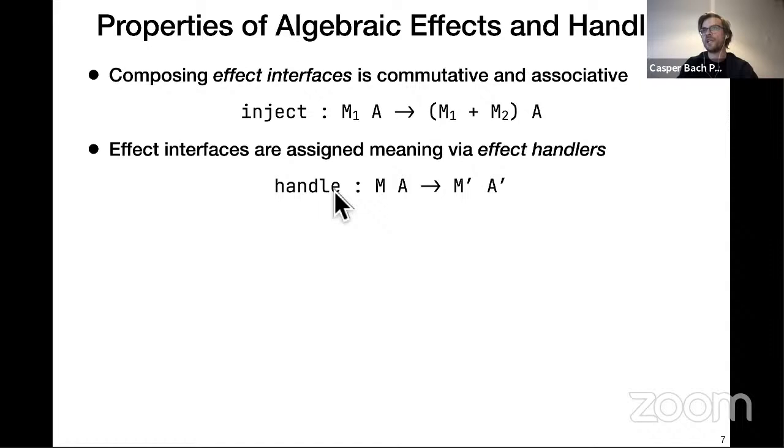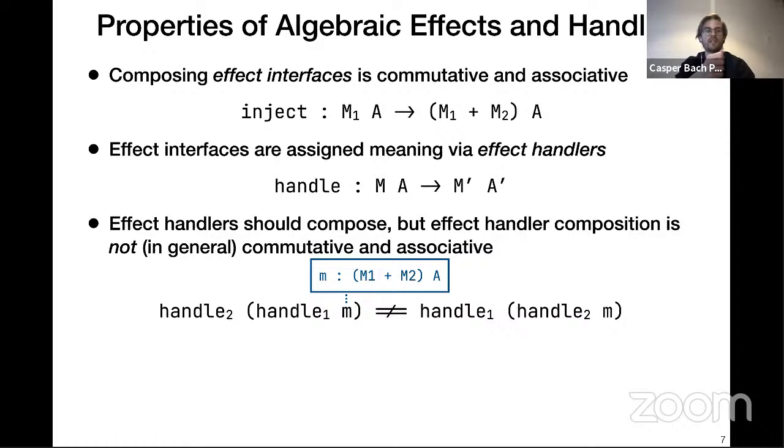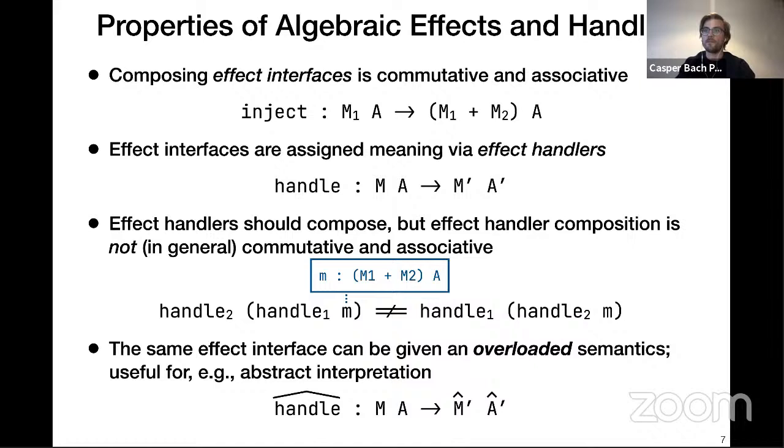So these handle functions should be possible to apply handlers that handle a subset of effects first, and then apply a handler that handles a different subset of effects afterwards. And this composition of handlers is not in general commutative and associative. But this is a feature, not a bug, of algebraic effects. So these are some of the properties that algebraic effects have.